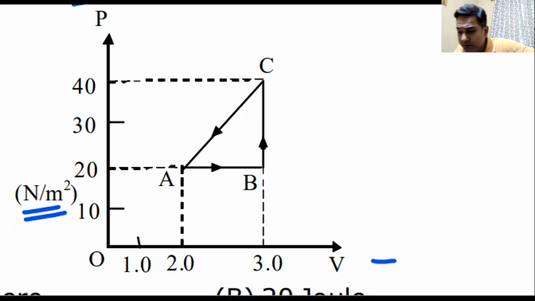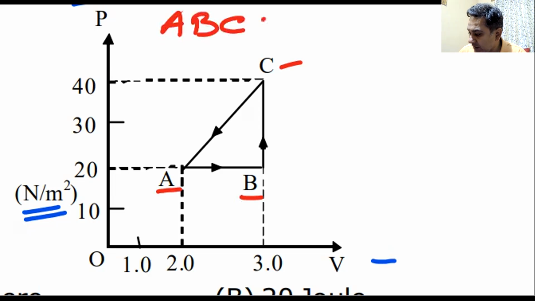The first question was A to B. The second question was B to C. The third question that I'm putting right now is, what is the work in the entire cycle? And I'm waiting for your answers. What will be the work done in the cycle? When I say cycle, I mean from A to B, B to C, and C to A. So the cycle will be called A, B, C, A. What is the work done in the cycle A, B, C, A?